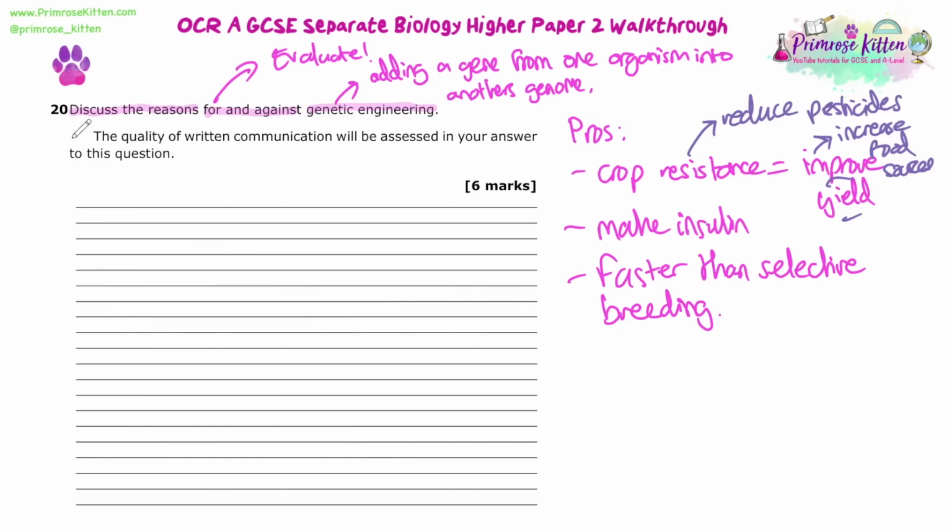We can make insulin, that's an obvious one, helping people with diabetes. It's a medication. The pros of genetic engineering is we can do all of this a lot faster than we would if we were doing it through selective breeding. So it's much harder to do that with crops, or takes a longer time.